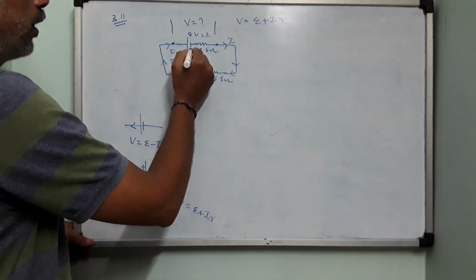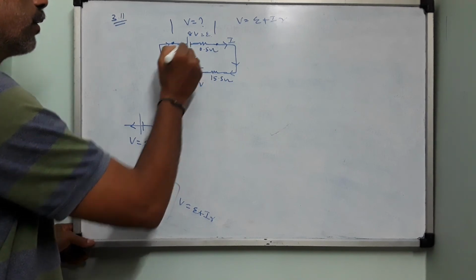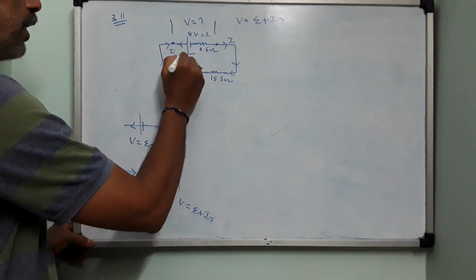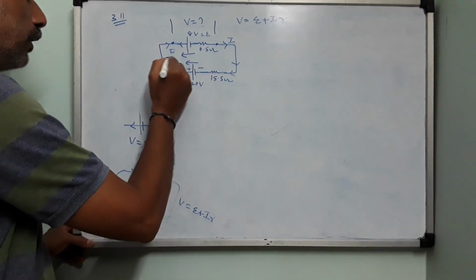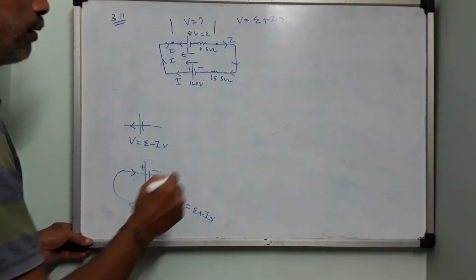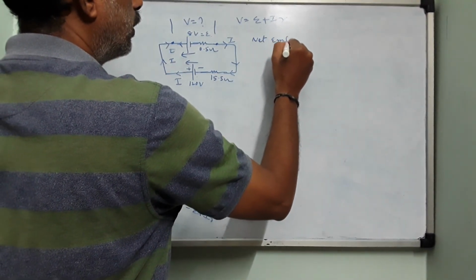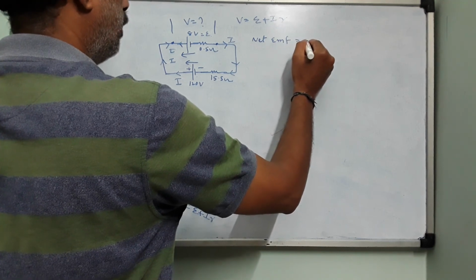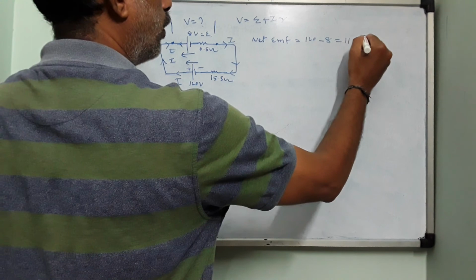Okay, right. Now, suppose it is giving its own EMF. In which direction will it give? It will give in this direction. So its EMF is in this direction. So this will go like this. This will come like this. They are approaching each other. So net EMF in the circuit is nothing but 120 minus 8, that is nothing but 112 volt.